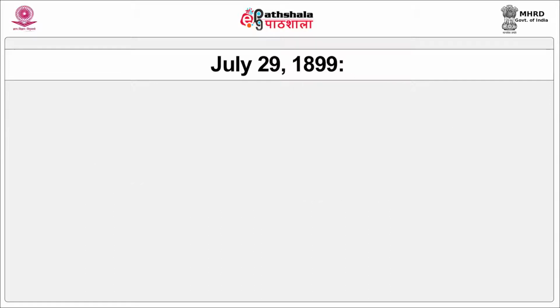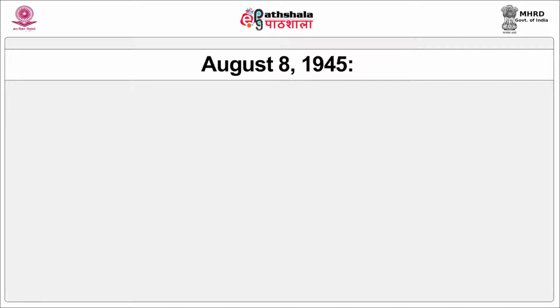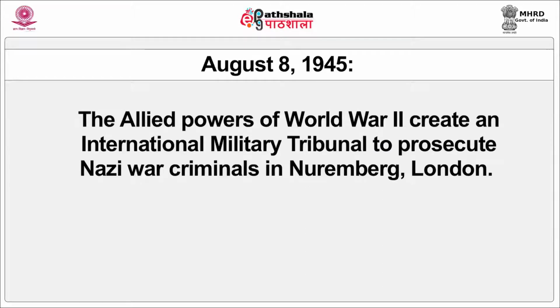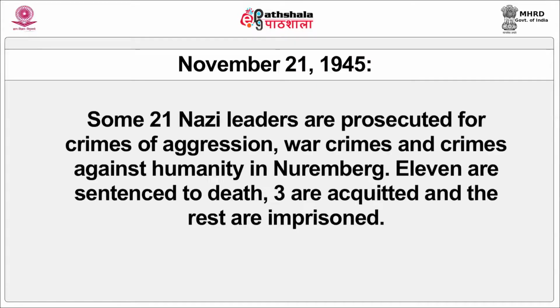July 29, 1899: An International Peace Conference is held at The Hague, which leads to the birth of various Hague Conventions. August 8, 1945: The Allied powers of World War II create an international military tribunal to prosecute Nazi war criminals in Nuremberg, London. November 21, 1945: Some 21 Nazi leaders are prosecuted for crimes of aggression, war crimes and crimes against humanity in Nuremberg. 11 are sentenced to death, 3 are acquitted and the rest are imprisoned.